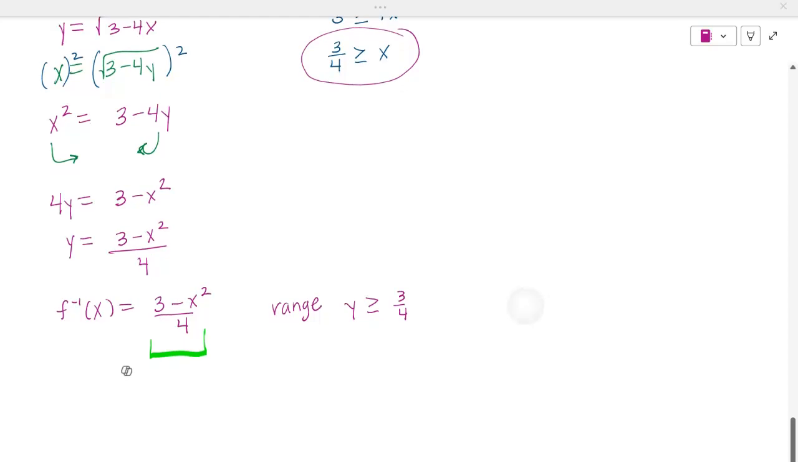So back here at our answer that we got, we want to say that the domain of this needs to be x greater than or equal to 0.